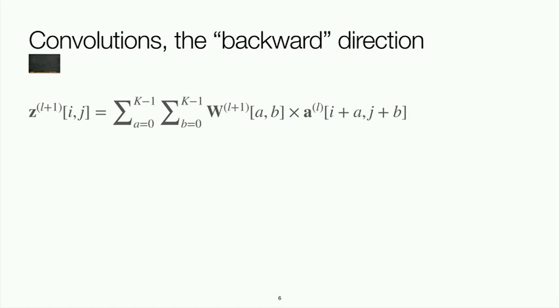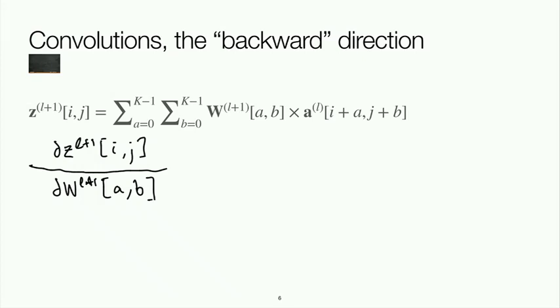Let's first compute this local piece again. What is dZL plus 1 ij over dWL plus 1 AB? These two use different coordinate systems: i and j go from 0 to h and 0 to w, and a and b go from 0 to k minus 1 each. The derivative of this particular piece of my output with respect to this particular weight in my filter, if I look at the equation up here, is just AL, I plus A, J plus B. That's the only piece I need to extract from the sum, and because it's just a multiplication, it's just the corresponding entry in that multiplication: AL, I plus A, J plus B.